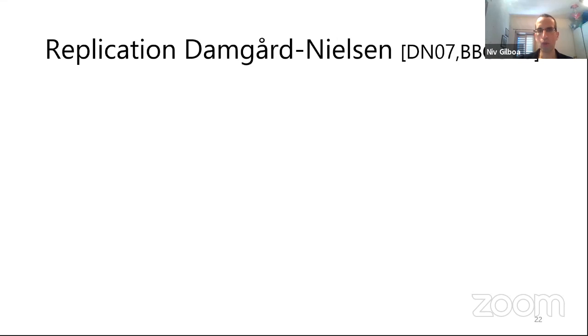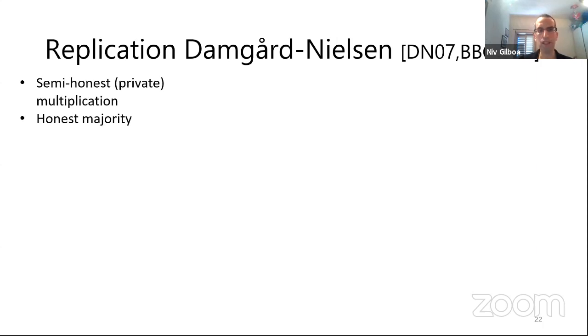Okay, so we're going to use this replication secret sharing to massage a bit the Damgård-Nielsen protocol. We showed how to do that in the work with Dan and Henry. And what we want is a semi-honest private multiplication with honest majority that works as follows. So we're going to do one multiplication. We have two secrets, S and S prime. S is a sum of these shares xt, and S prime is a sum of these shares yt. And we want to multiply them together.